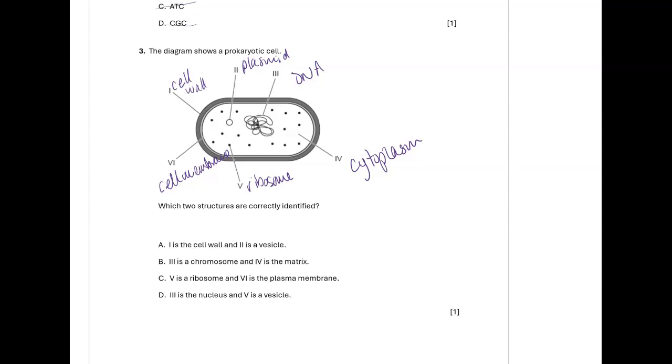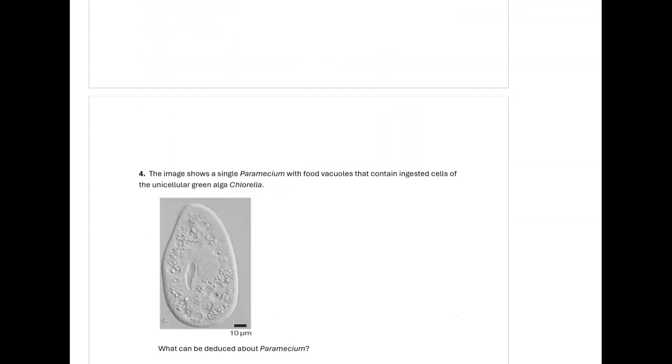So 1 is the cell wall, yes. 2 is a vesicle, no, so not A. 3 is a chromosome, yes. 4 is the matrix, no, so not B. 5 is ribosome, yes. And 6 is the cell membrane or the plasma membrane, yes. And just double checked, 3 is the nucleus, no. Okay, so that leaves us with the answer being C.